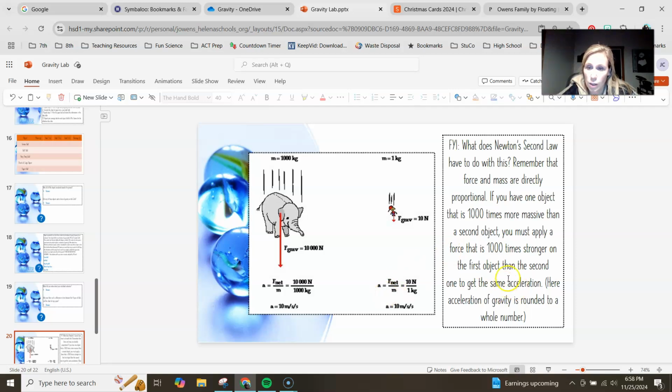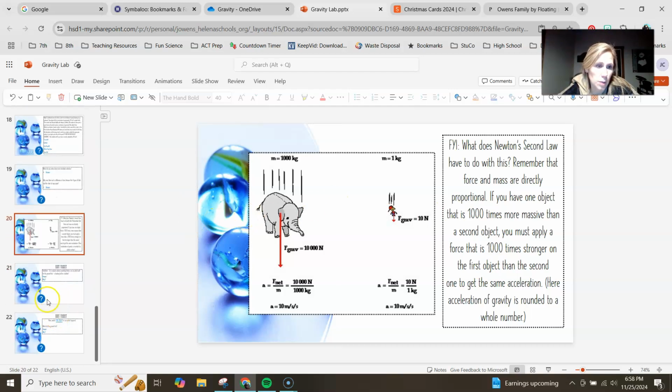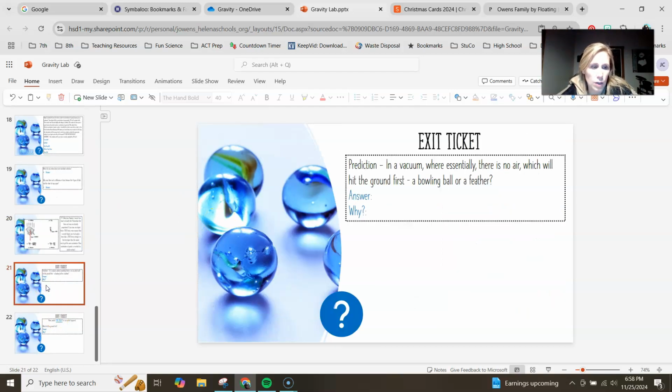Okay, so you look at that and you say, all right, if we do the acceleration calculation for this little guy as well, because there's less force there, there's also less mass. If we do the math on that, we come up with the same acceleration. So realistically, with no difference in air resistance, those two should fall at the same time. Okay, and then they had the same exit ticket as you guys did.